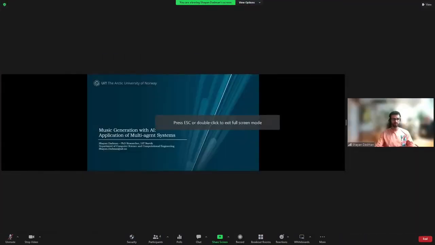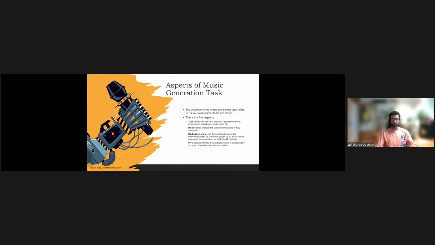Yes, perfect. So in this presentation, I'm going to present my research, which is on music generation with AI, specifically the application of multi-agent systems. During this presentation, we're first going to talk about the aspects of music generation tasks. Then we talk about deep learning methods for music generation, including their architectures, evaluation methods, and the challenges involved with these models, and also a potential approach to address and overcome these challenges, which includes multi-agent systems. But before we talk about multi-agent systems for music generation, we also cover the multi-agent systems' characteristics, attributes, and architectures. So the first part is aspects of the music generation task.